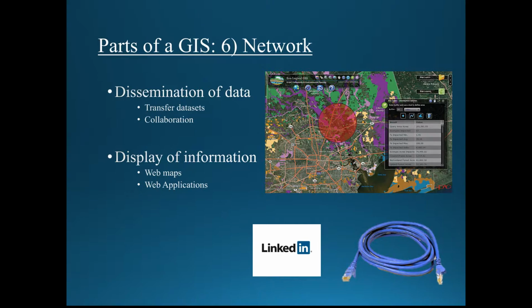All right, and lastly, we have our network. Networks in GIS refer to essentially the dissemination of data, the transfer of data sets, being able to take the data I collected and not just use it, but then share it with you. Here in the image, we're looking at not weather radar, but ecological regions out in Harris County or around the Houston area. All right, there's also collaboration. That means that I don't need to just be able to share data with you. I need to be able to work on data with you.